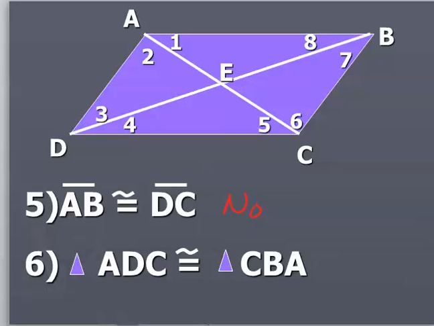AD is the first 2 letters of my first triangle, so that side AD is the same as the first 2 letters of my second triangle, side CB. I also know that AB is the last 2 letters in my second triangle, is the same as CD, the last 2 letters of my first triangle. Therefore, based on what I know about congruent triangles, I do have opposite sides congruent. So yes, this is a parallelogram because both pairs of opposite sides are congruent.